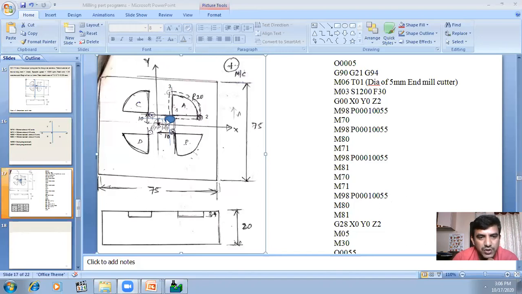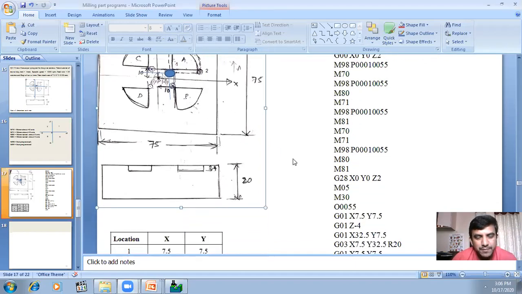Similarly, from the horizon to this portion, that is the y coordinate, how much? 10 mm is given. Then 10 minus the radius of the cutter 2.5. 10 minus 2.5 gives 7.5. Now see that.